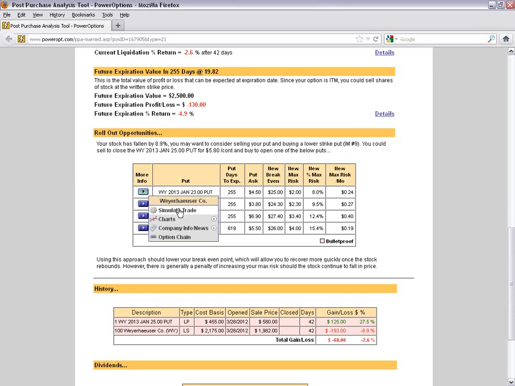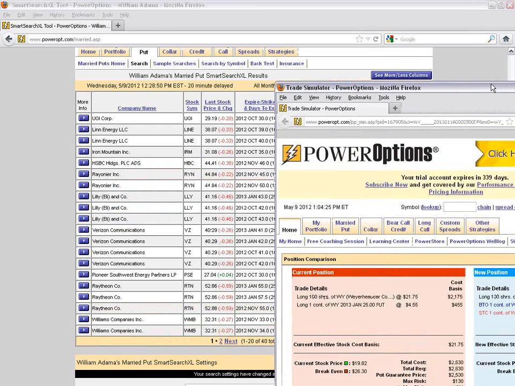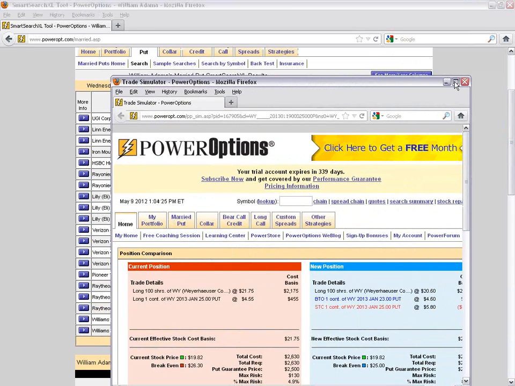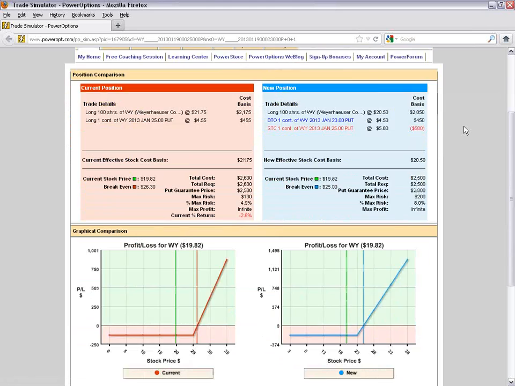So what I'll do here is I'll go to this, and I'll go to Simulate Trade. And Lloyd, I'm getting to the other part of your question in a moment here. When we go to Simulate Trade, what this does is it gives us a side-by-side comparison. Over on the left in red, in the red corner, is our original married put position, where we bought stock at $21.75, bought the January 25 put at $4.55. Here's where we stand right now. We do have a maximum risk of 4.9%. Maximum profit is still infinite. And right now our current return is a loss of 2.6%.